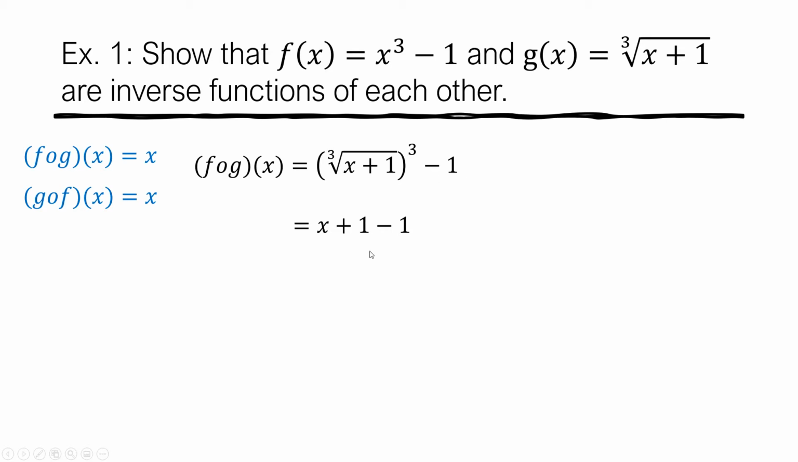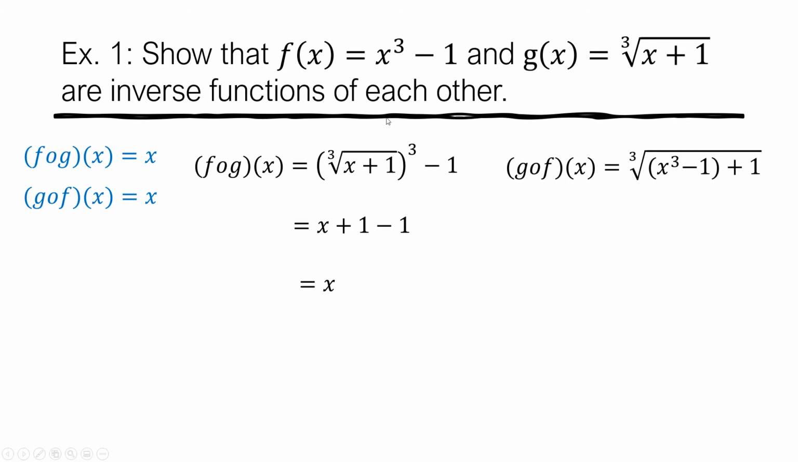Now, if we have 1 minus 1, the answer is 0. What remains is x. In other words, f composed of g of x is equal to x, which is the first rule, or the first condition that we have to satisfy. The second condition that we have to satisfy is this one.